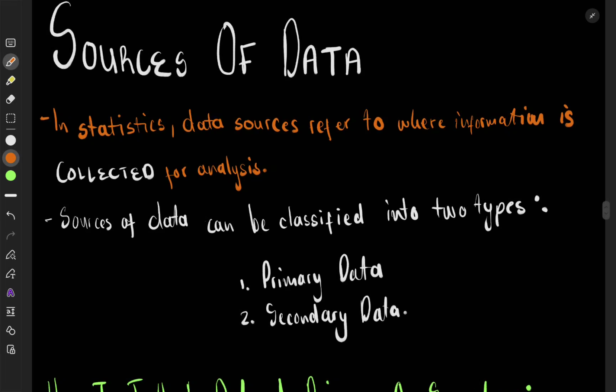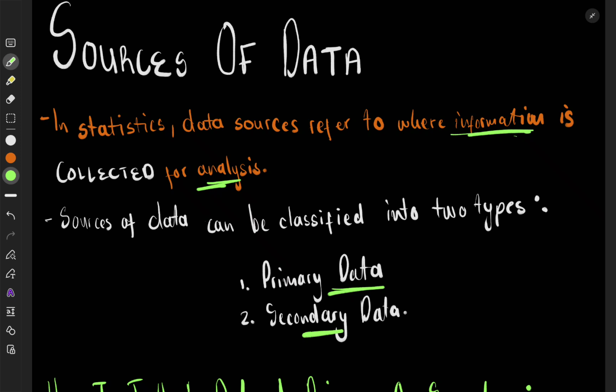So when we talk about sources of data, we are looking at the origin, or where the information is collected for analysis. Where did you collect the data for analysis, right? Now, when we talk about the sources of data, they lead us to two types of data. So data can be split into two depending on its source. Either it is called primary data or secondary data.